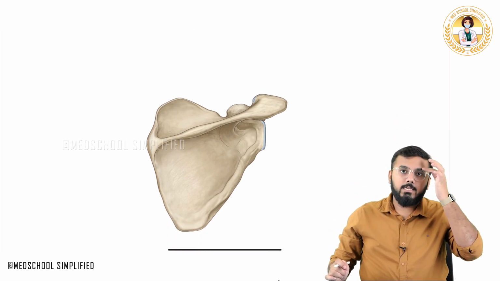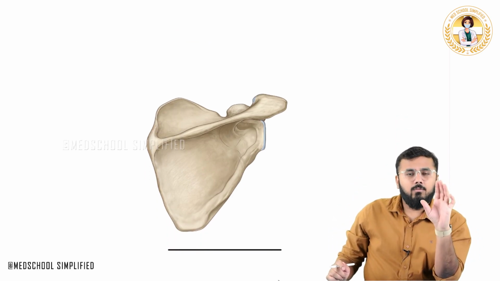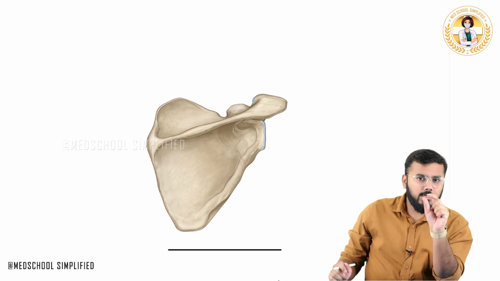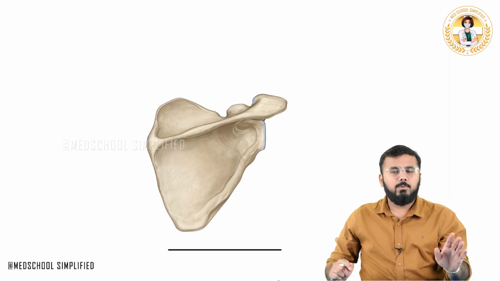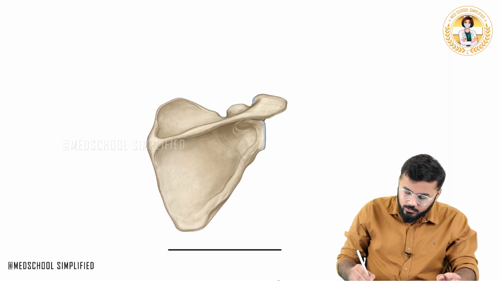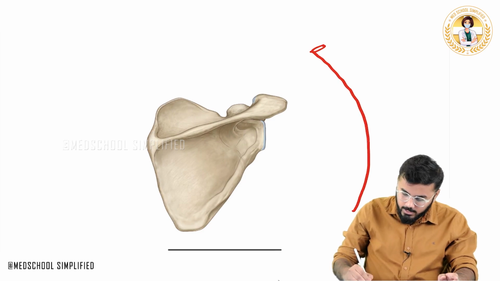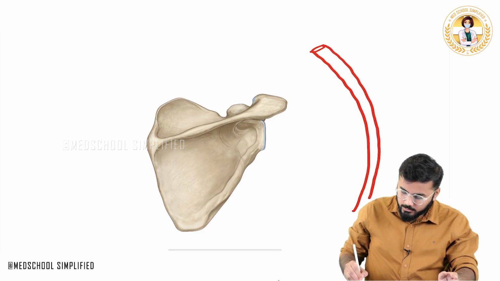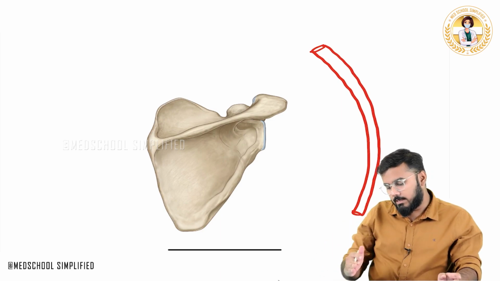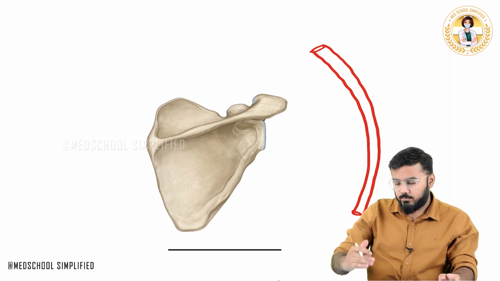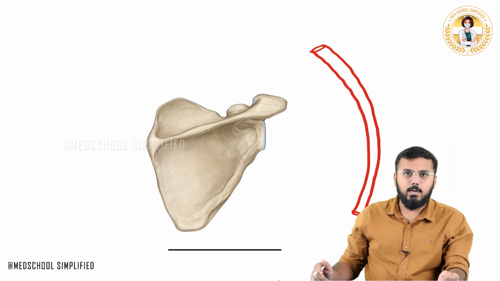Now before discussing the anastomosis around the scapula, I wanted to draw two arteries. One is the subclavian artery and the continuation of subclavian artery is your axillary artery, right? So let me draw a subclavian artery like this. Okay, and the continuation of your subclavian artery is your axillary artery, right? So within this there are two important arteries.